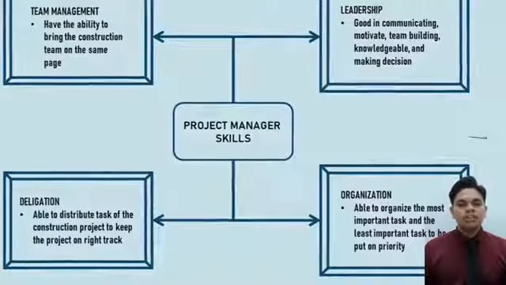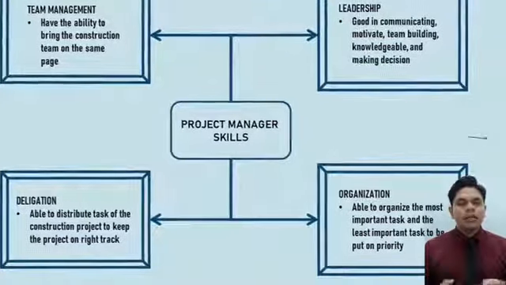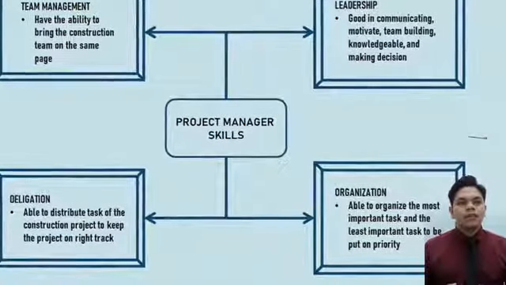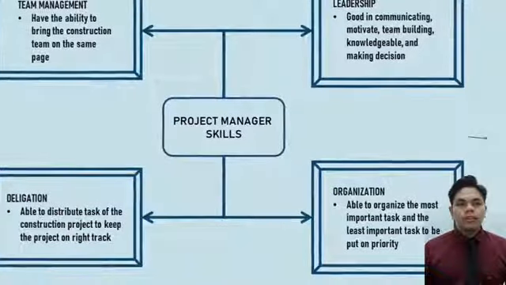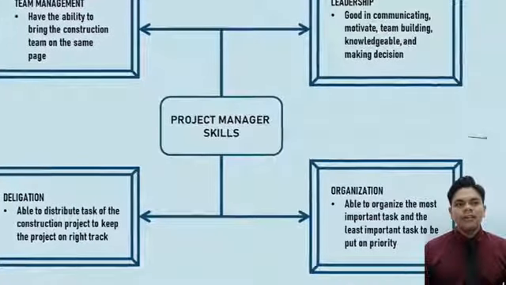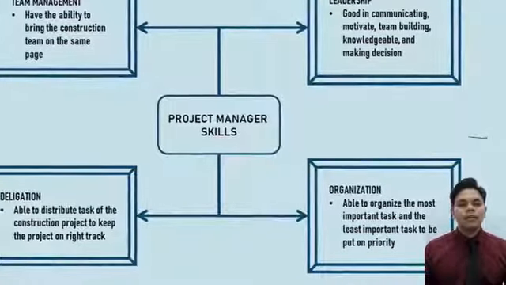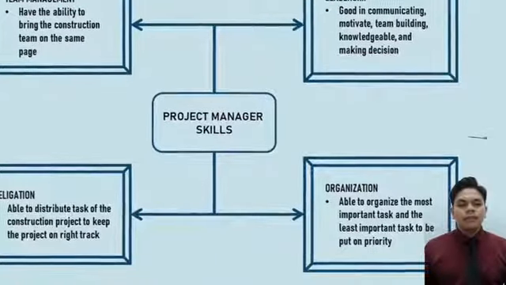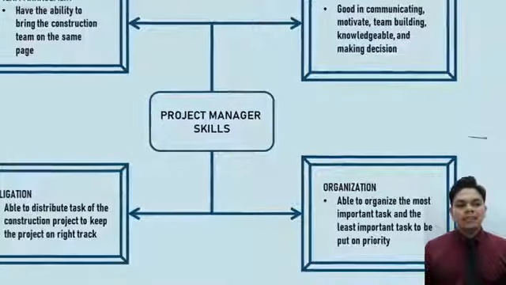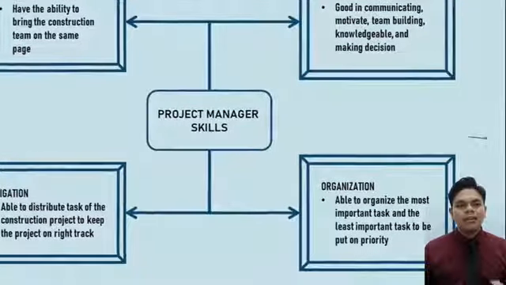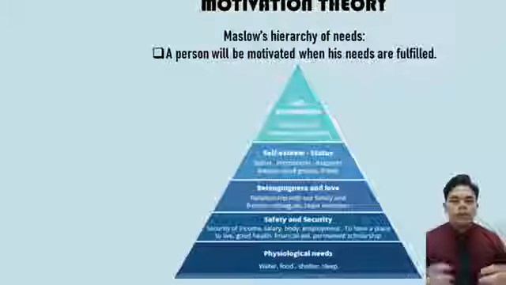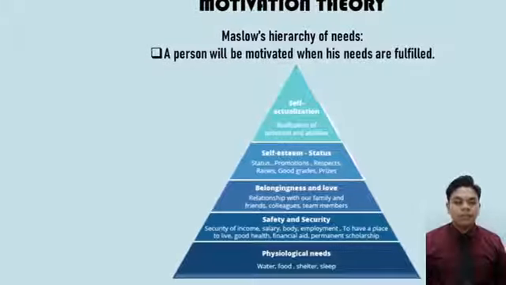Next is leadership. In leadership, there are a lot of skills such as good in communicating, motivate, team building, knowledgeable, and making decisions. And the last one is organization. Organization is to be able to organize the most important tasks and the least important tasks to be put on priority.